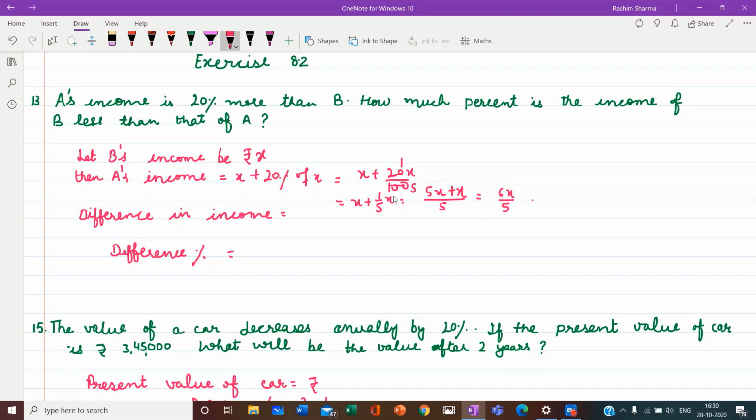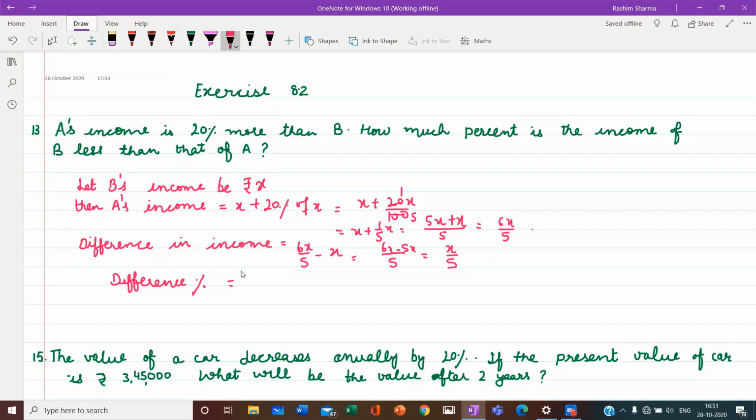Now what is the difference in these two? Okay, so we will find the difference. It means from A's income we will subtract B's income. So it is 6x on 5 minus x. So again 5 is the LCM. So we get here 6x minus 5x. That means x on 5 is the difference.